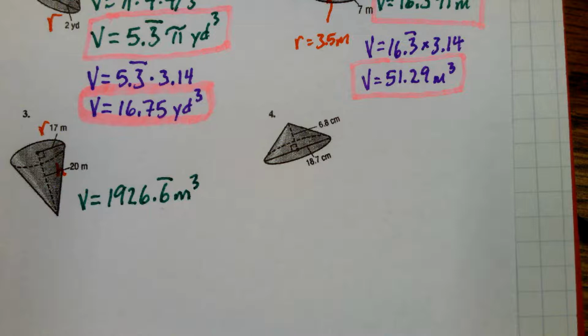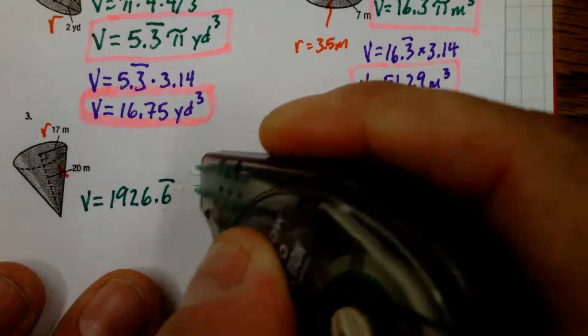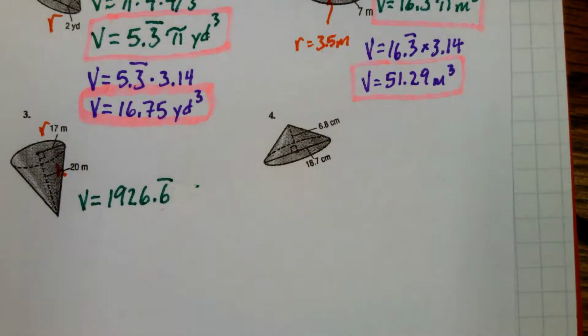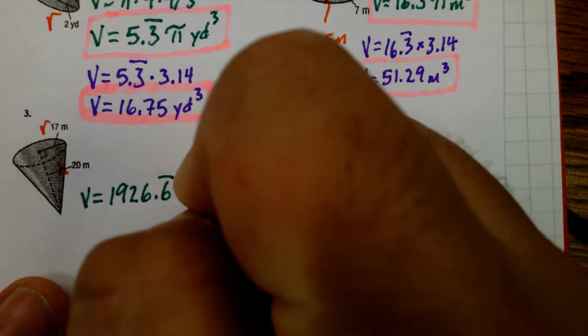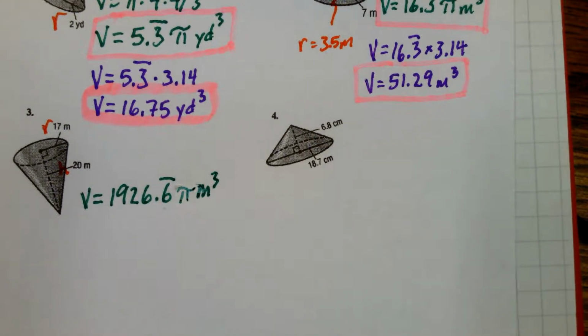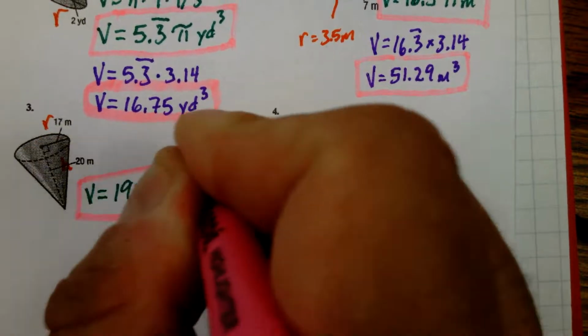So hopefully your answer was 1,926.6 repeating, in this case, cubic meters. Oh, pi. I forgot pi. Pi has to be in here. There we go. Pi cubic meters. So that's our exact answer.